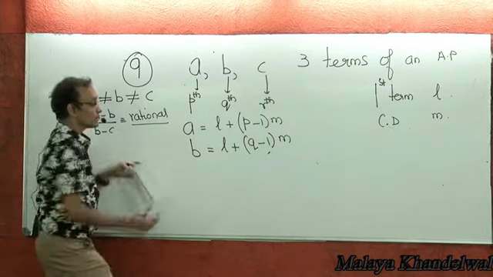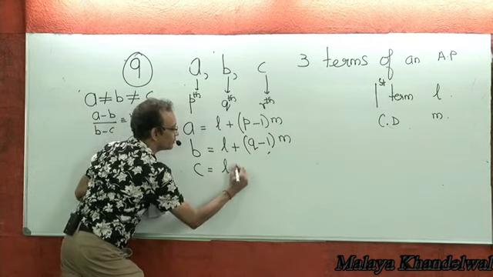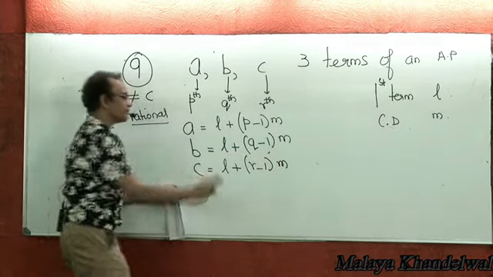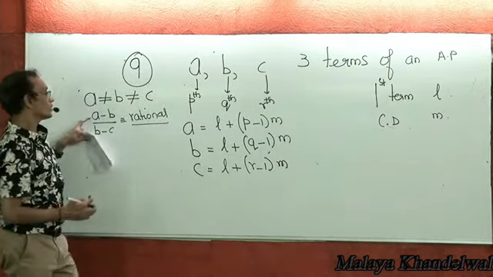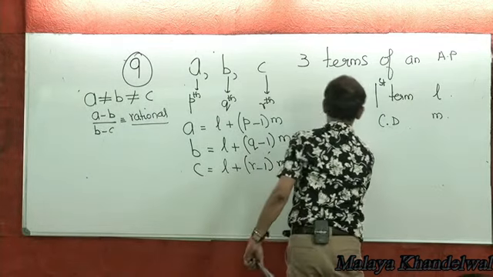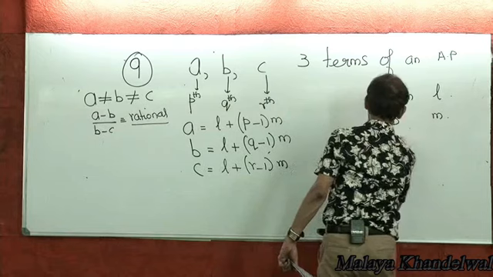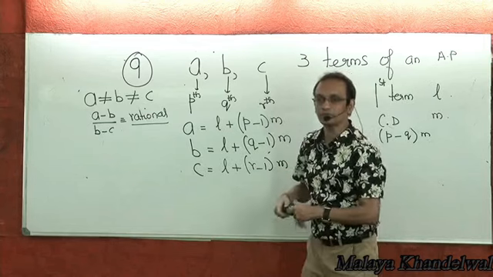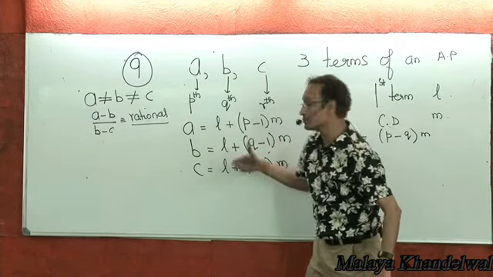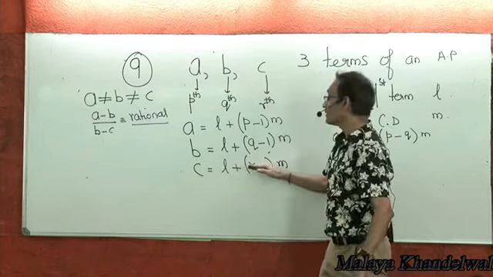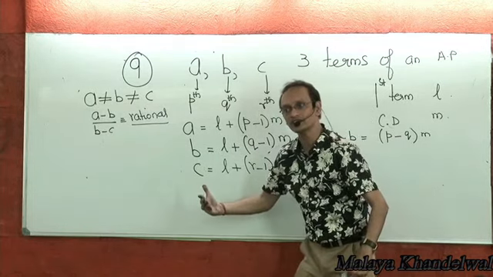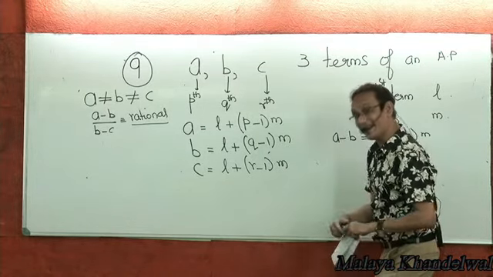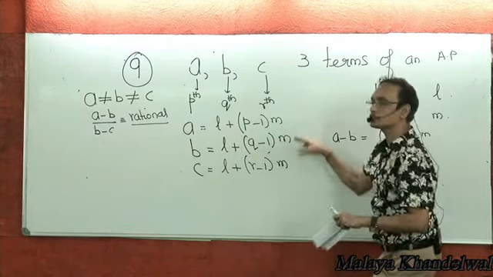B is this. Similarly, what is C? C is L plus rth term, which is R minus 1 into common difference M. Now, what is A minus B? A minus B is like P minus Q into M, where P, Q, R are natural numbers. The pth term, so P has to be a natural number. The qth term, so Q has to be a natural number. The rth term means R has to be a natural number, yes or no? Right? So P, Q, R are all integers. A minus B is like P minus Q into M.